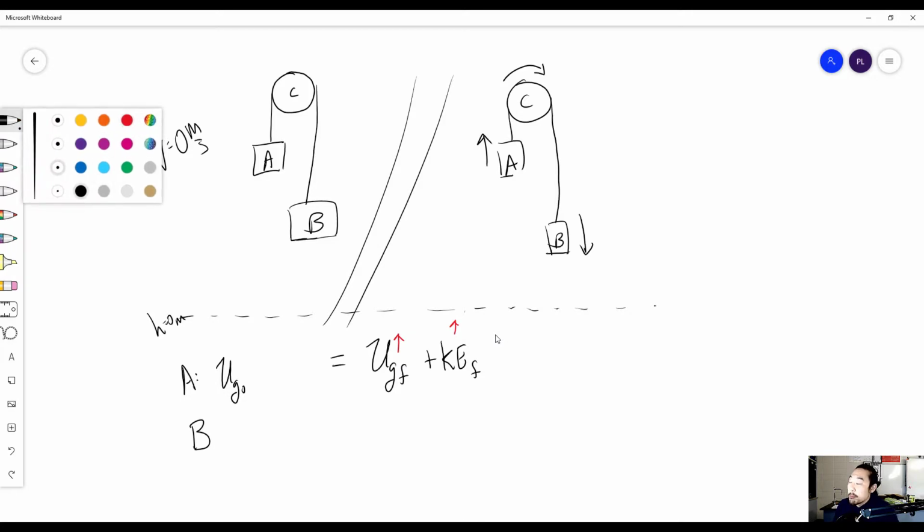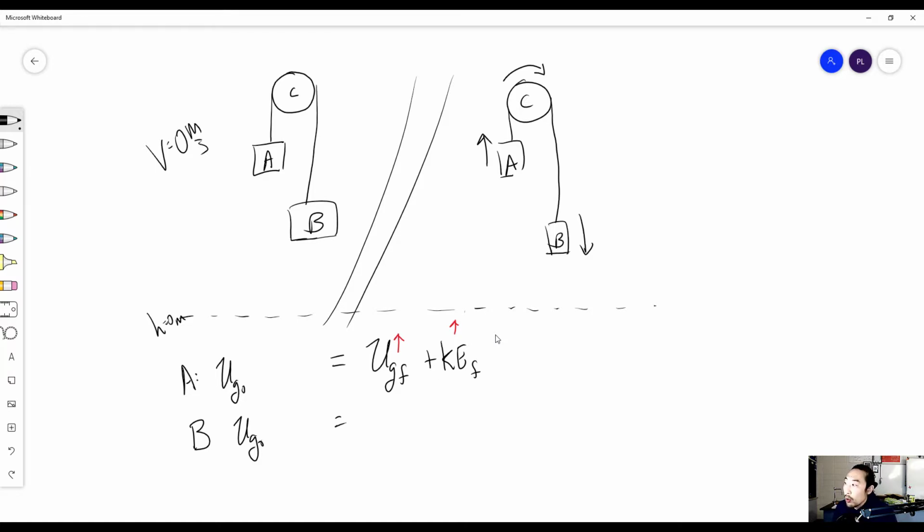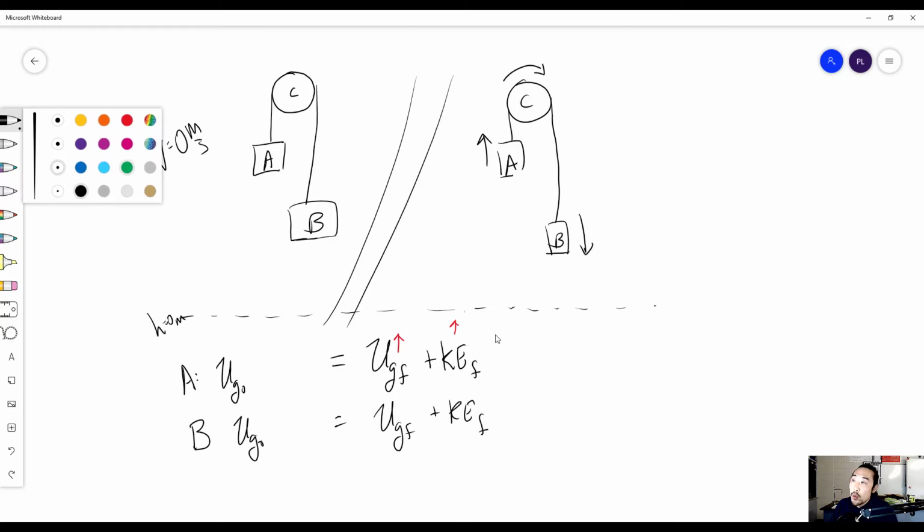What about object B? So object B, it's above a height of 0, so we say it has gravitational potential energy. Object B is falling though, but it's not at the floor. It's falling, but it still has gravitational potential energy because it's above a height of 0, and it's also moving, so it has kinetic energy. So here we can say that the gravitational potential energy overall for this object decreased because the height lowered, but the kinetic energy increased because it went from no motion to some motion.